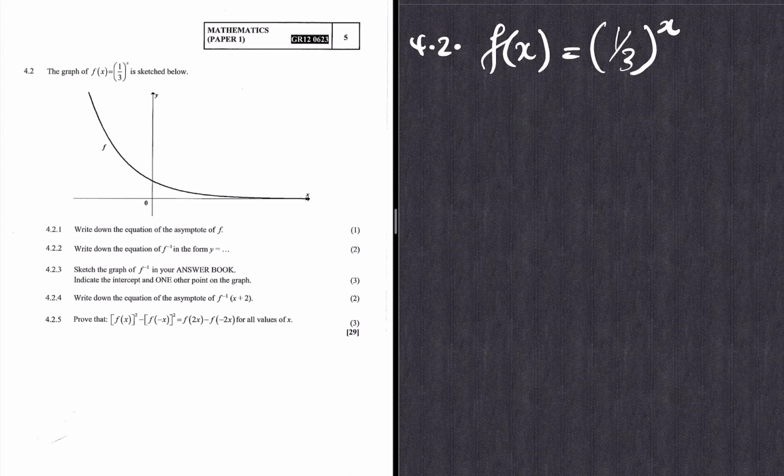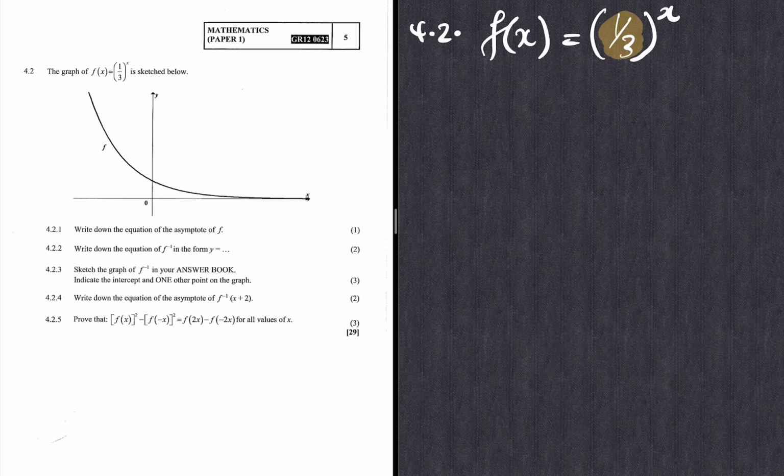So this graph is decreasing because, in case they ask it, it's decreasing because the base there is between 0 and 1, exclusive of those. Now, everything is given here. So this graph is going to decrease. There is the graph, it's decreasing, and it's very clear that the graph is decreasing. Okay. Now, they say to write down the equation of the asymptote of f.